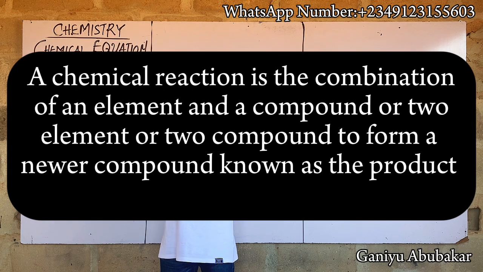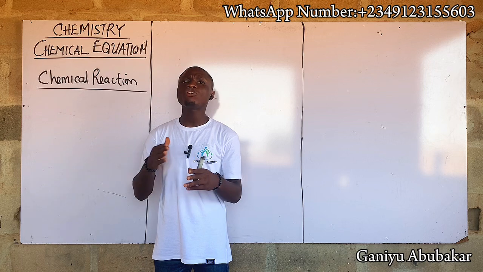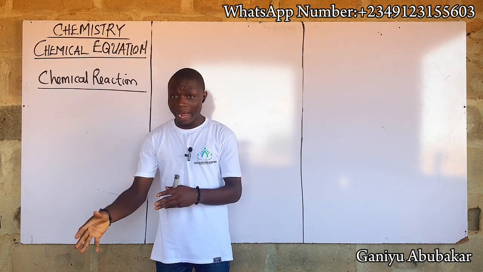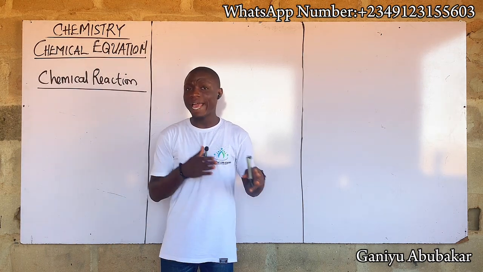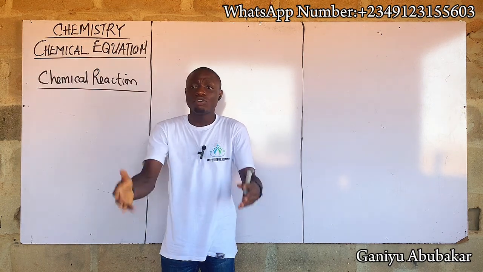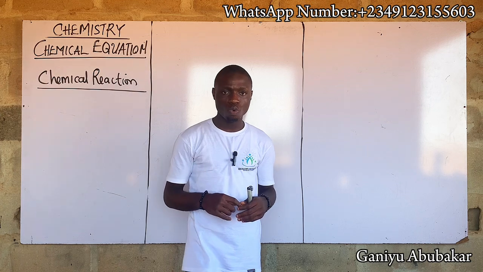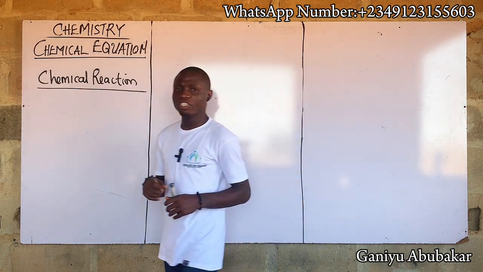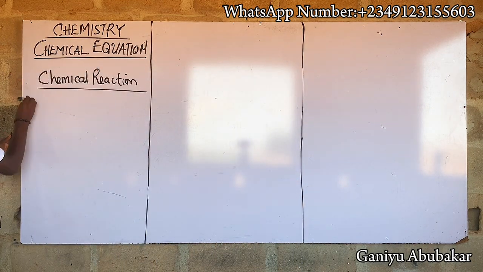A chemical reaction is simply the combination of an element and a compound, or two elements, or two compounds combined together to form a new compound known as the product. So when two elements combine, or two compounds, or an element and a compound combine to form several compounds known as a product, it is said to be a chemical reaction.